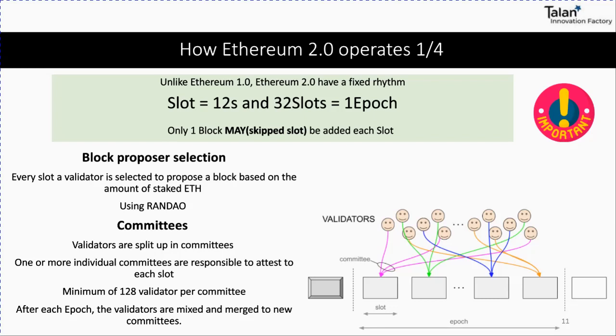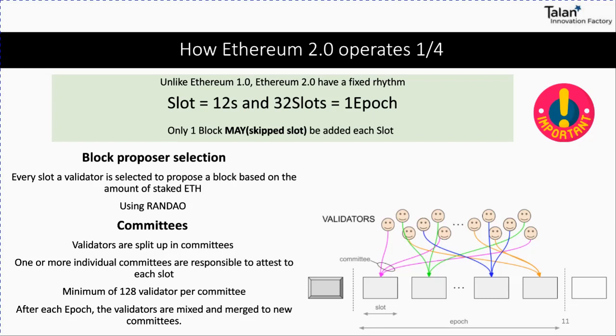Okay, so what will happen here is that block proposer selection will happen for each slot, and what that means is, based on the amount of ether that you staked, one of the validators will be responsible to propose a block with the block proposal. And this selection will happen randomly using the algorithm RANDAO. So this will be a random task, but it's affected by the amount of ether that you stake.